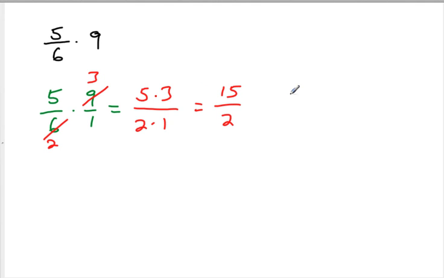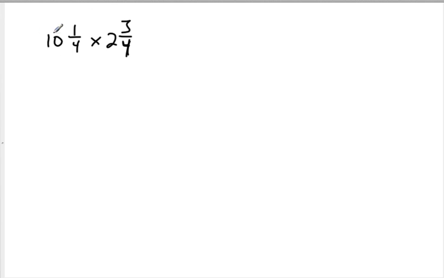We can actually stop here. Some people might want to turn that into a mixed number. 15 divided by 2 is 7 with 1/2 remaining. Let's do another example. In this case, we have two mixed numbers. A common mistake here is to multiply the whole numbers, get 20, and then multiply the fractions. That is a mistake. That's not going to be correct.